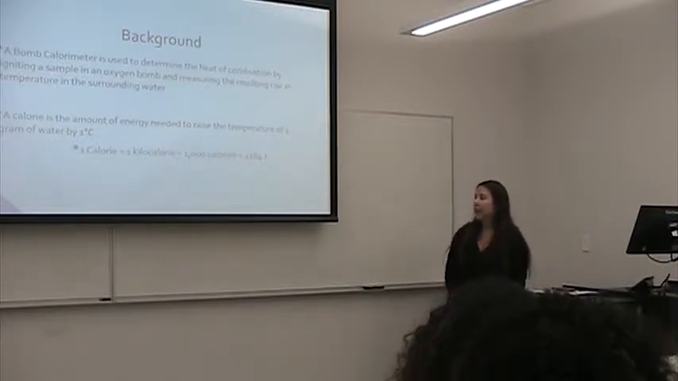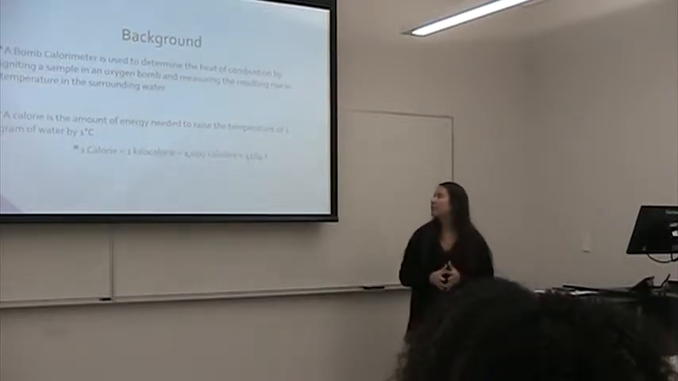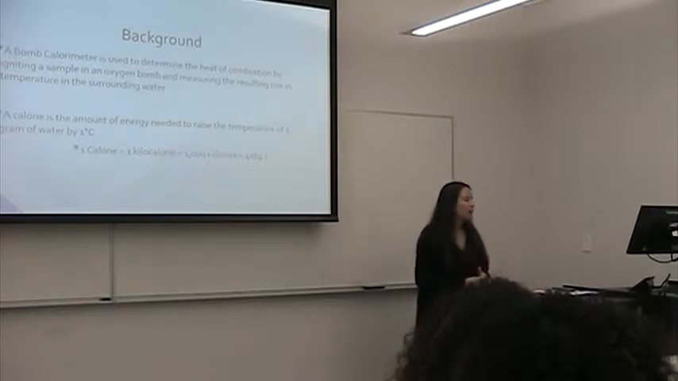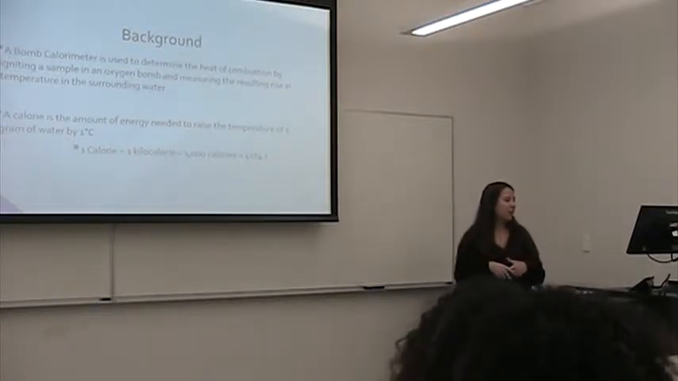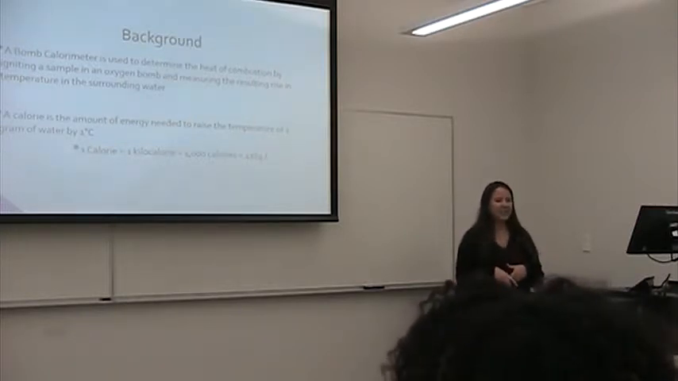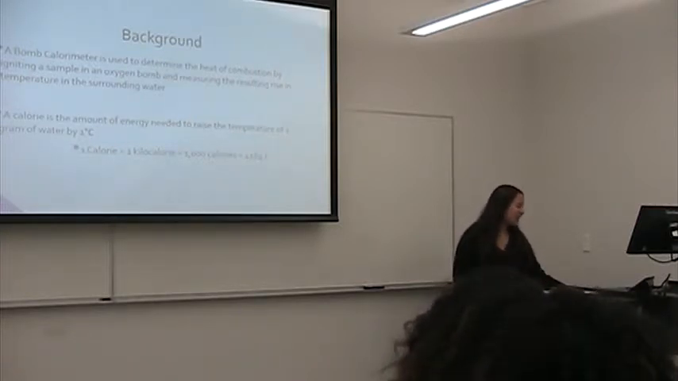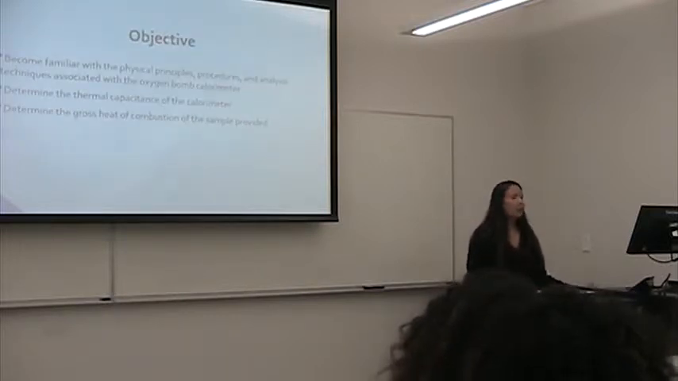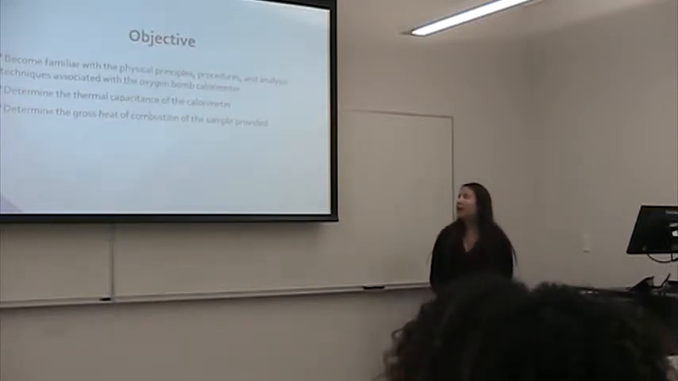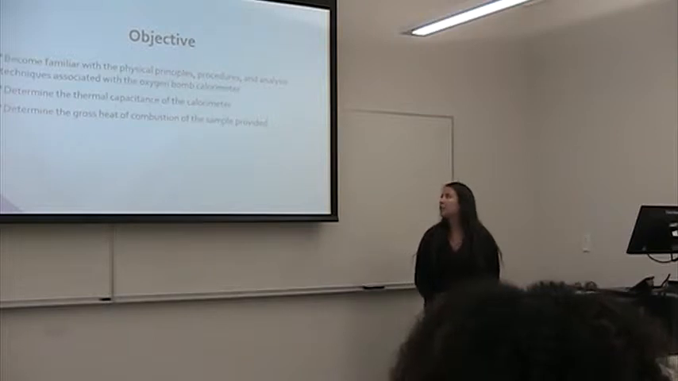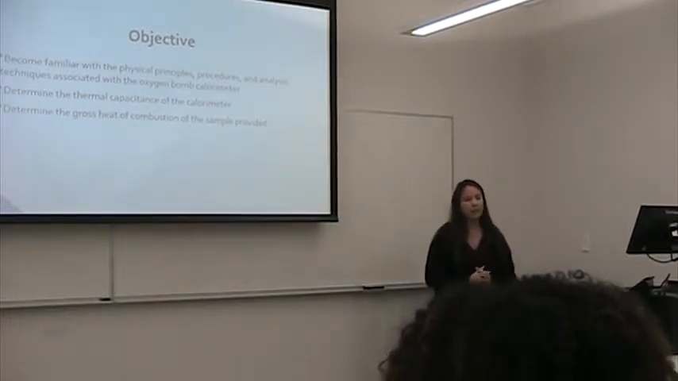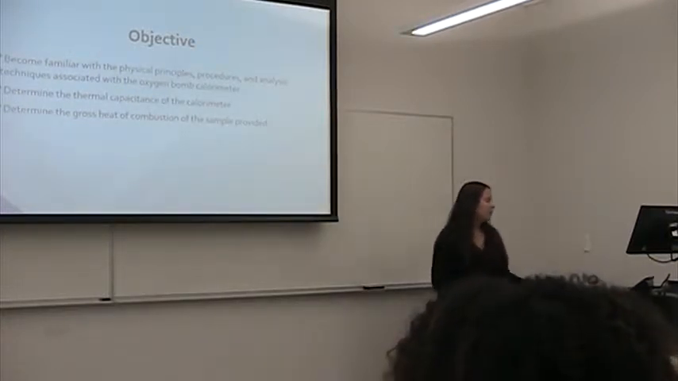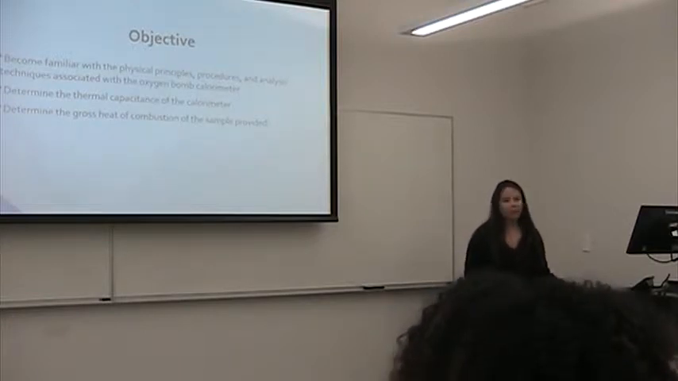What is a calorie? A calorie is the amount of energy needed to raise the temperature of 1 gram of water by 1 Celsius. 1 big C calorie equals 1 kilocalorie, which is 1,000 calories, and that's equal to 4,184 joules. What is the objective of this lab? To become more familiar with the physical principles, procedures, and analysis techniques associated with the oxygen bomb calorimeter, determine the thermal capacitance of the calorimeter, and determine the gross heat of combustion of the sample provided.